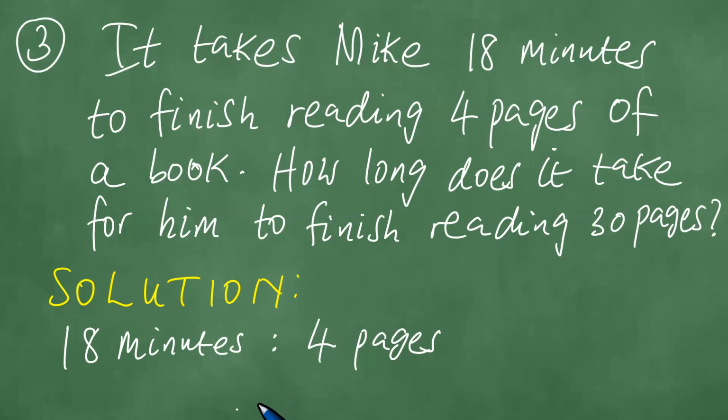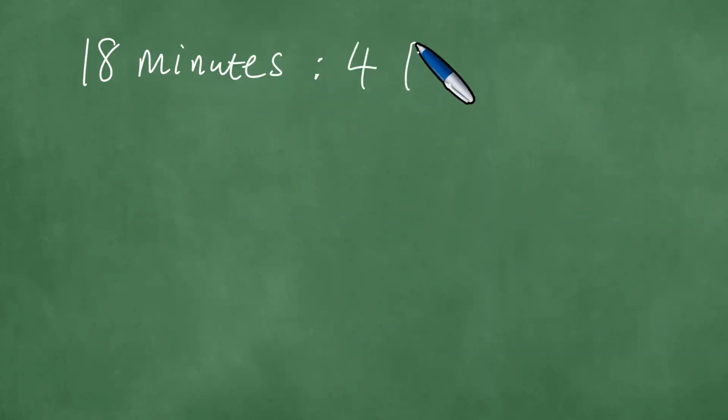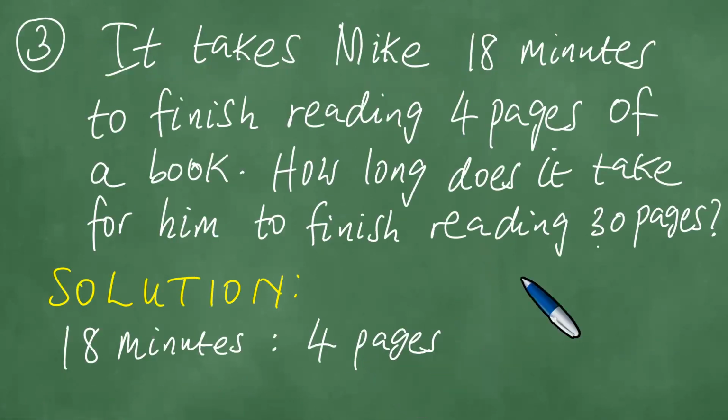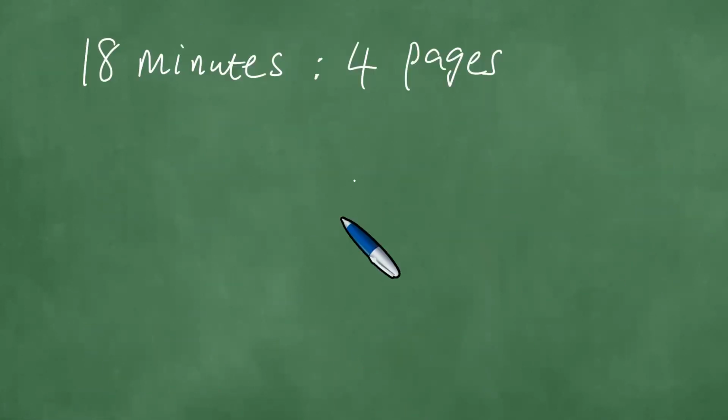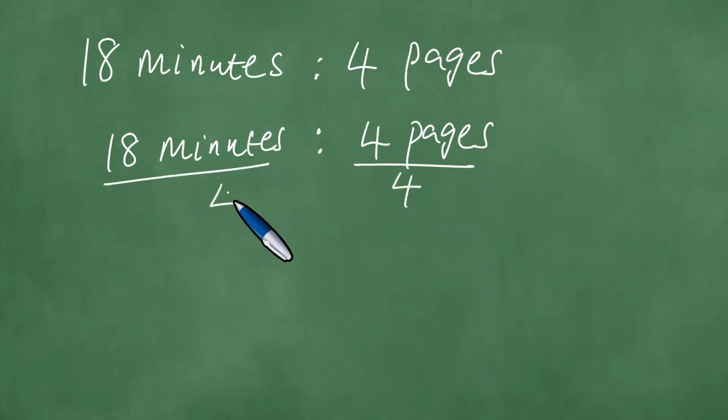So there are many ways to do that. In other words, what you have is 18 minutes to 4 pages. And now if you look at this question, you are interested in how long it will take for 30 pages. So there are a couple of ways. You can look at, for instance, 1 page. You can take the 4 pages and the 18 minutes and perform basic division, dividing here by 4 and here by 4.